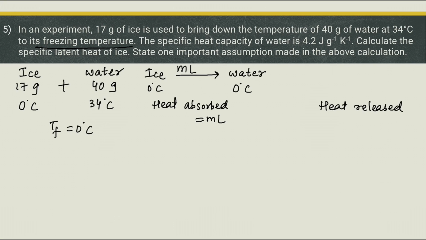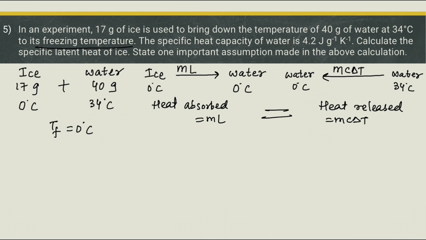So what is the heat energy released? Heat energy is released by water at 34 degree Celsius. So the temperature of this water decreases from 34 to 0 degree Celsius, and this heat energy released is mc delta T. So the heat energy absorbed, ml, and the heat energy released, mc delta T, are equal. What is the assumption? The assumption we are making is that no heat is lost to the surroundings.